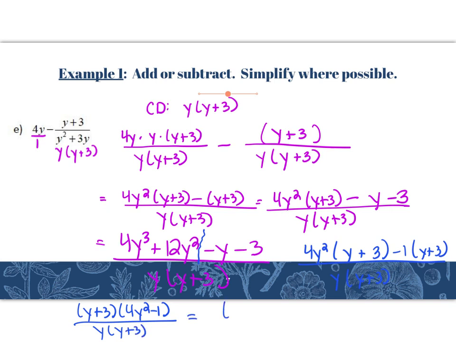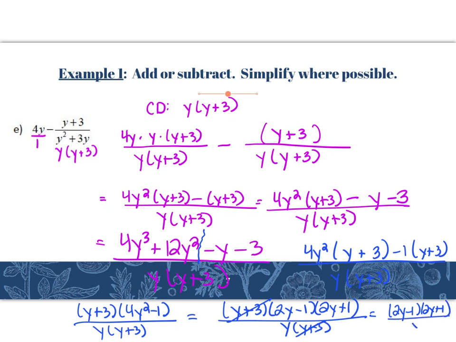And now I can factor even further. This is y plus 3 times 2y minus 1, 2y plus 1, all over y times y plus 3. Now we have just multiplication in the numerator and the denominator, so I look if I have any common factors. So y plus 3 over y plus 3 simplifies to 1. So I end up with 2y minus 1 times 2y plus 1 all over y. And that is our final answer.